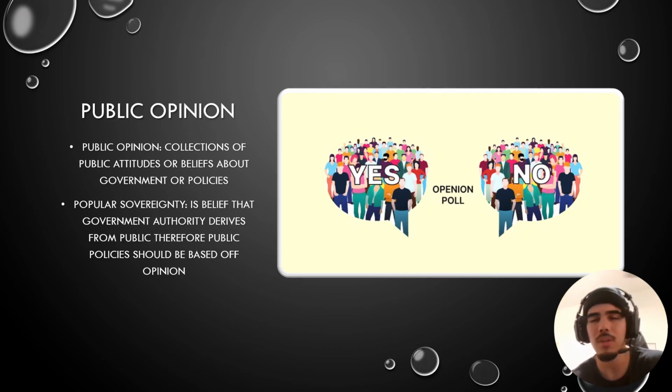Now, public opinion is just a collection of attitudes and beliefs, and in government, we believe in popular sovereignty. So we're trying to create a government that best serves what most people's beliefs are. Now, it's worth noting that this is very hard to do in a nation like the United States for a couple of different reasons. Number one, the size, we have a large amount of individuals in the country. And then number two, diversity.